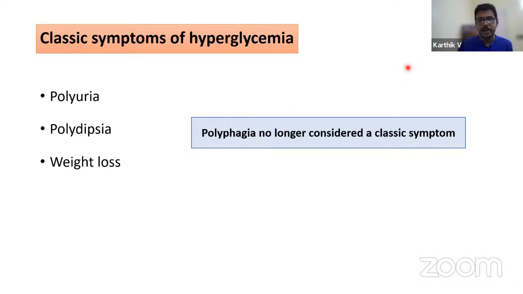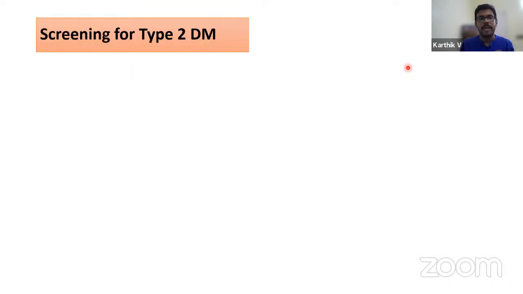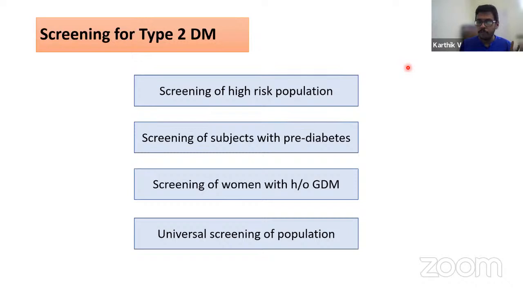Now, extremely important point, screening for type 2 diabetes. So do we need to screen all patients who are coming to your OPD for other complaints, or do you have to screen the general population for the presence of type 2 diabetes? So ADA has mainly divided the screening population into 4. One is those who are at high risk of developing type 2 diabetes. Second, those patients who have been diagnosed as having pre-diabetes. Third, women with history of gestational diabetes mellitus. And fourth, universal screening, those with no risk factors, those who don't come under the previously mentioned categories.